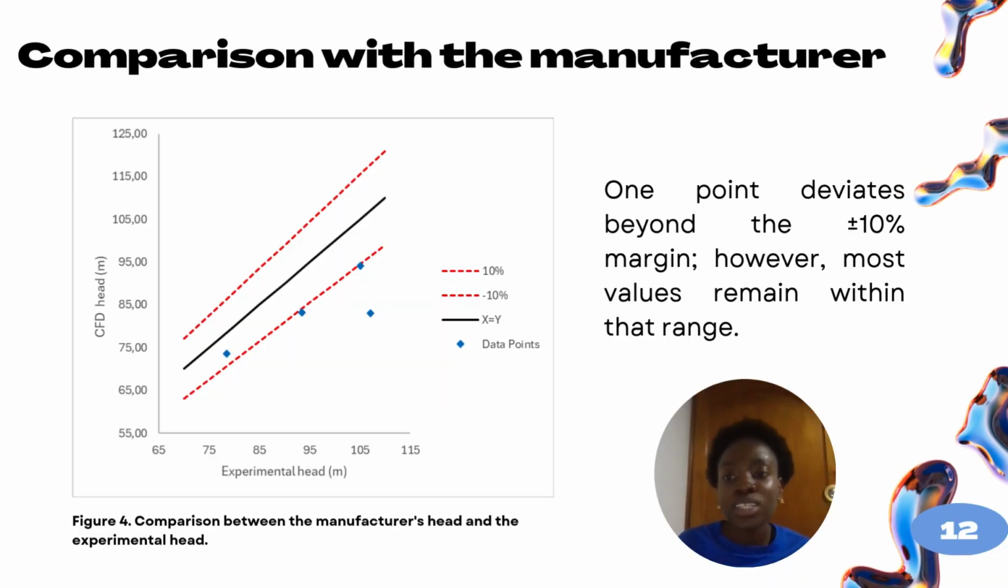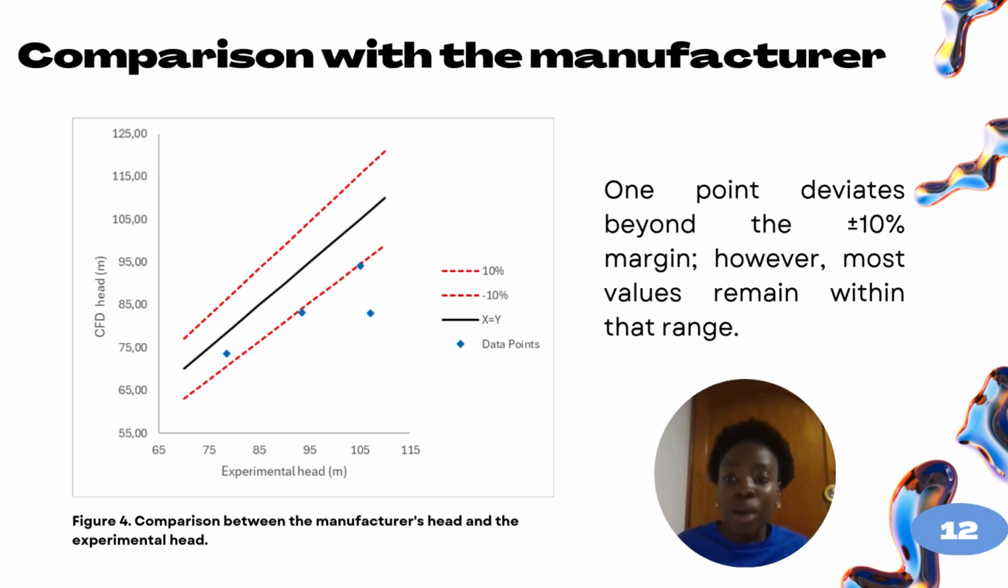Continuing with the results and analysis, it is necessary to do a comparison with the manufacturer data and experimental data. For this reason, I will do a short explanation about the chart. The X axis shows the experimental values and the Y axis shows the CFD head values. The black line X equals Y represents perfect agreement between the experimental data and the simulation. The dashed red lines indicate a plus or minus 10% margin.